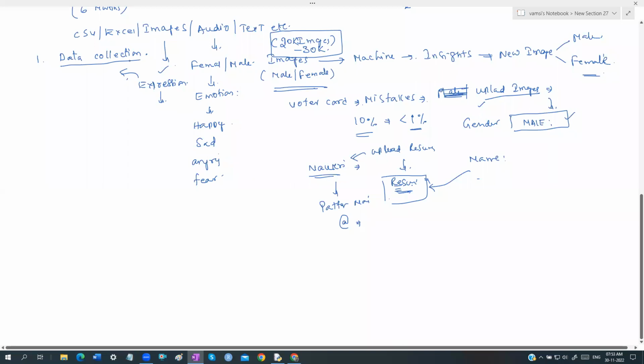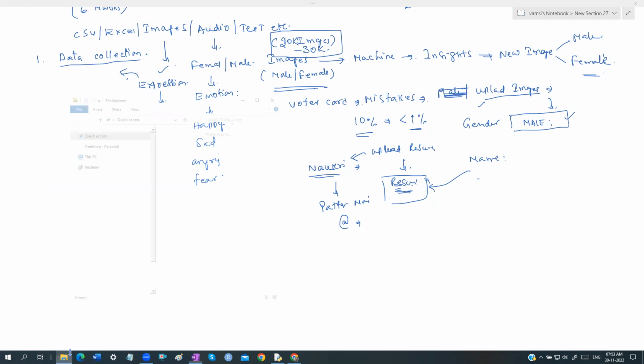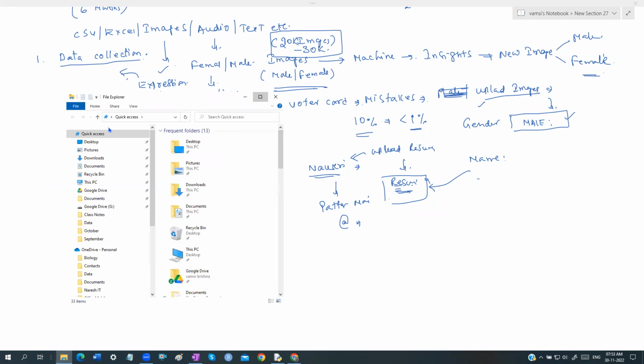Yes, you can manually collect the data. That is one technique. Or we have so many public data sources, guys. Public data sets are going to be there. I'll show you one. I'll tell you which one I'm going to show you.